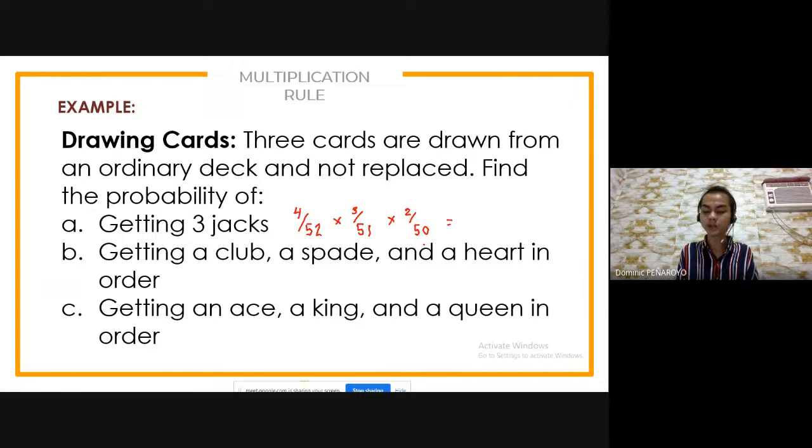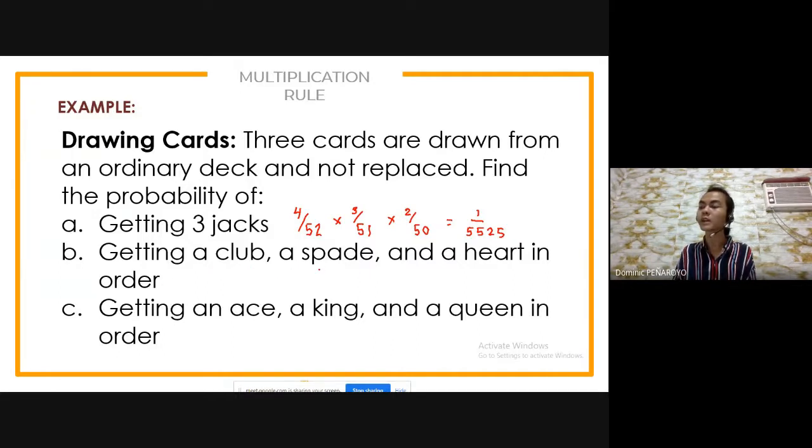Now, using your calculator, that's 4 over 52 times 3 over 51 times 2 over 50. So the answer for letter A is 1 over 5,525. Okay, so that is the probability of getting 3 jacks. So let's proceed with letter B.